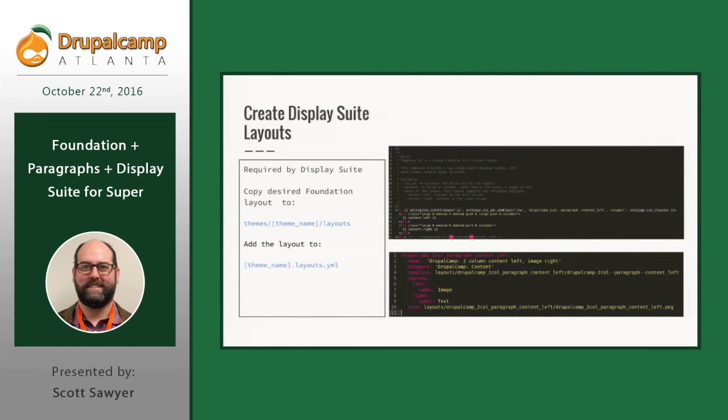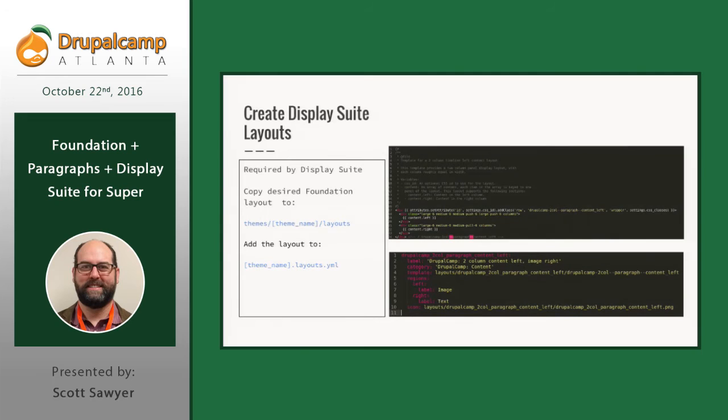To create a layout, you just copy it into your theme's theme name, layouts folder. It's an entire folder. It comes with a twig template and a thumbnail that'll display in the UI. And then to get Drupal to recognize that there's a new layout, you create a layouts.yaml file. So it's theme name.layouts.yaml.